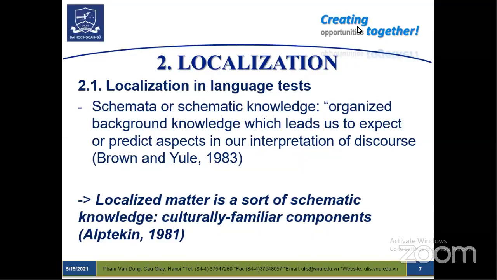And when we talk about localized material, we talk about culturally familiar components, according to Aptekin in 1981. So when test takers encounter culturally familiar components, for example the topics or the names or the places, or just the accent in listening or speaking skill, they will feel that they are very familiar with the test, and they can bring their own prior knowledge into their test taking, which to a certain extent can help them deal with the test at that moment.